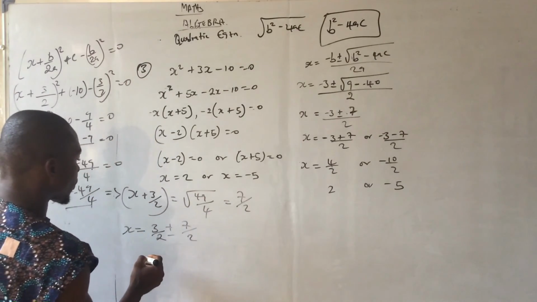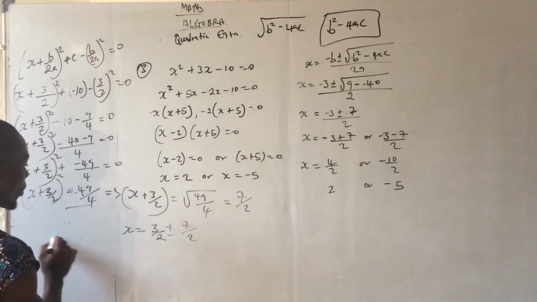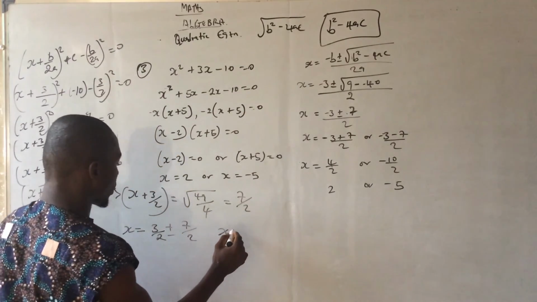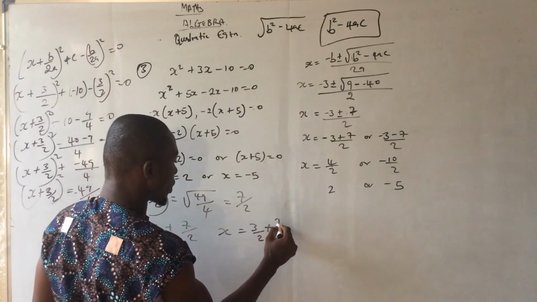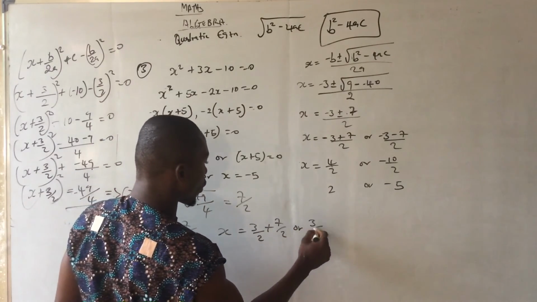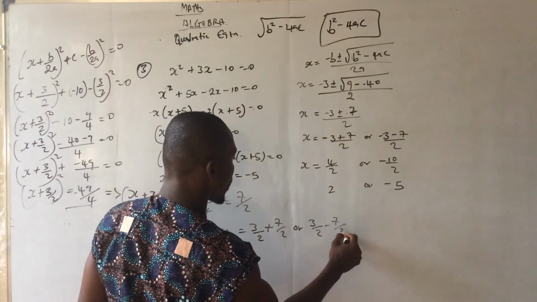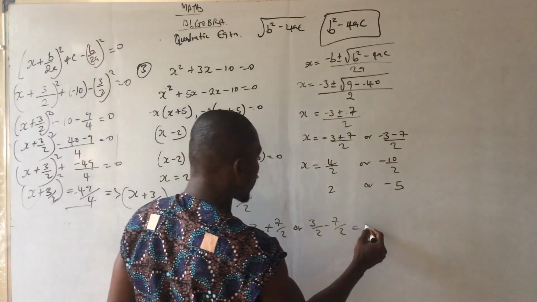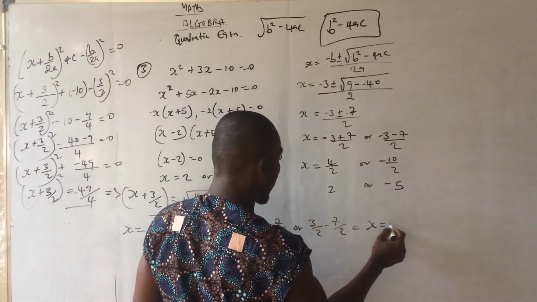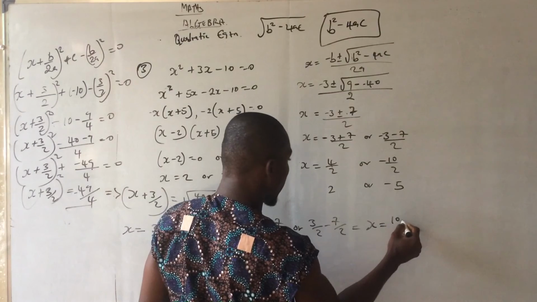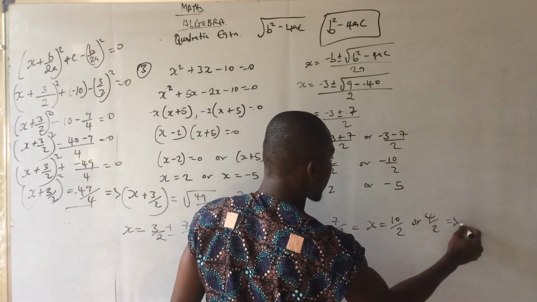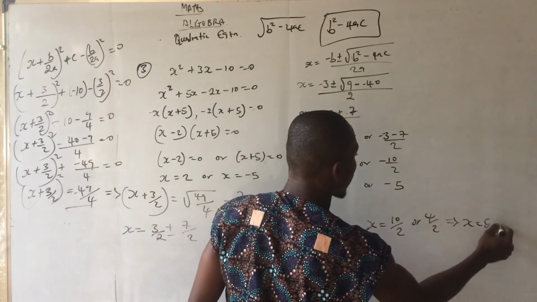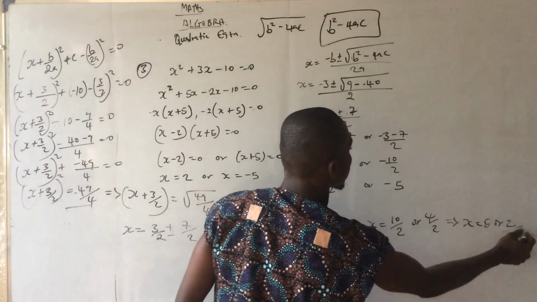Right? So meaning that x is now equal to minus 3 over 2 plus 7 over 2, or minus 3 over 2 minus 7 over 2. This implies that x can be equal to 4 over 2 or minus 10 over 2. This implies that x is equal to 2 or x is equal to negative 5.